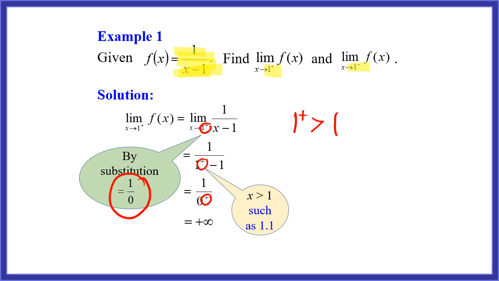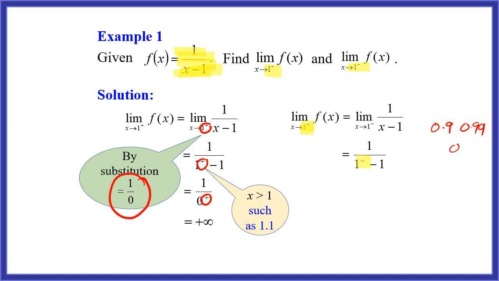Okay, how about from the left side? We want to find the limit of f(x) as x approaches 1 from the left side. Usually we directly substitute, and what we have is 1 over 1 from the left minus 1. So what is the value of 1 from the left? The left side of 1 can be 0.9, 0.99, 0.999, and so on.